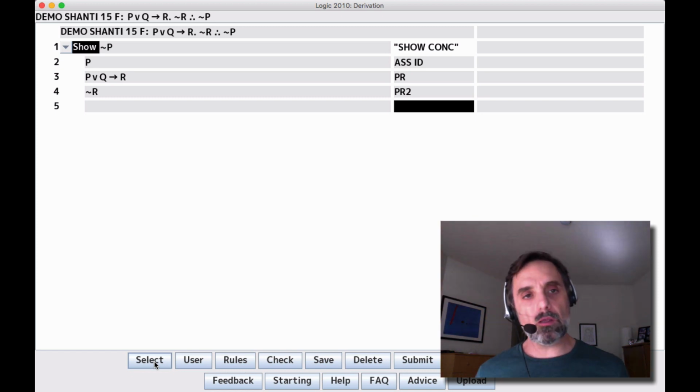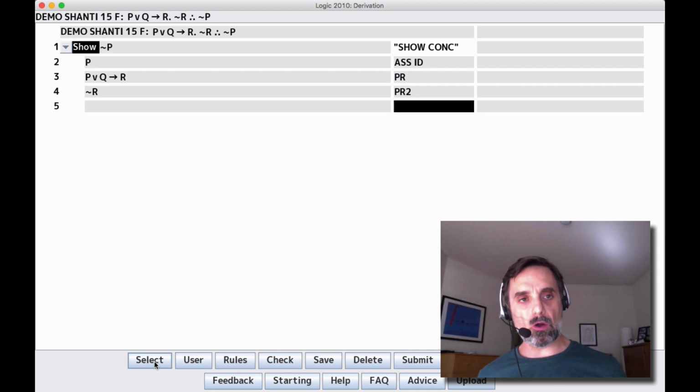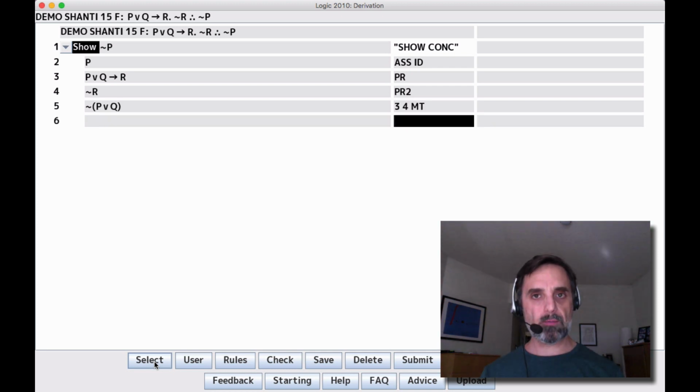Line 3, we can really try to do two things with it. It's a conditional. The antecedent is P or Q. The consequent is R. So we could apply modus tollens right off the bat, and we get not P or Q. Now what should we do?